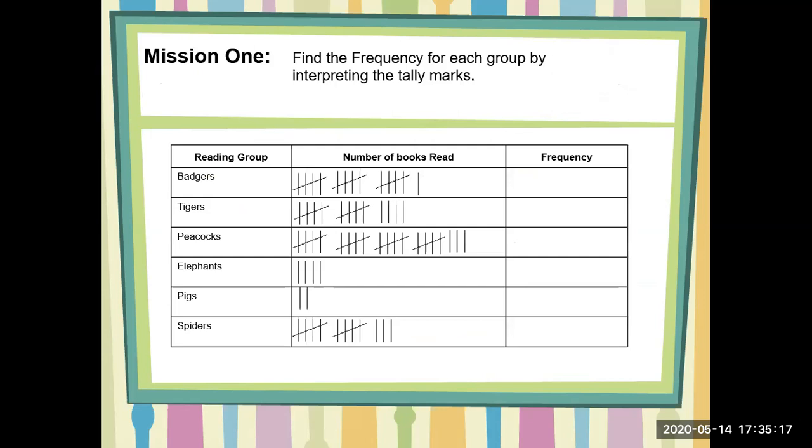So your mission 1, children, get ready with your writing pad and your writing tools and get ready to unravel mission 1. Are you excited? Fantastic. Right. So you're to find the frequency for each group by interpreting the tally marks. You have the reading group, the number of groups of books read, and the frequency.